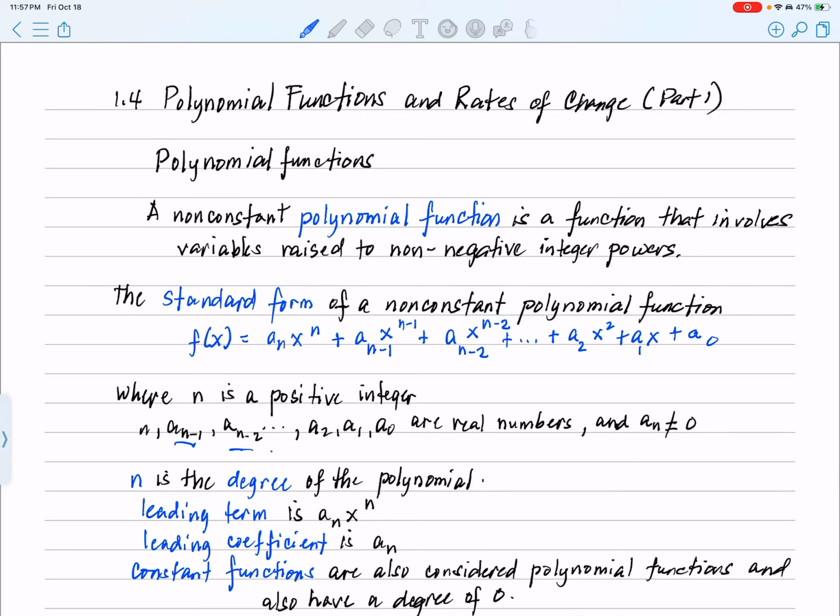Welcome to Matematika. Today I'm going to do polynomial functions and rates of change. Let's do the first part, which is the polynomial function.